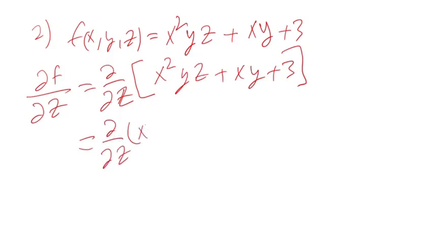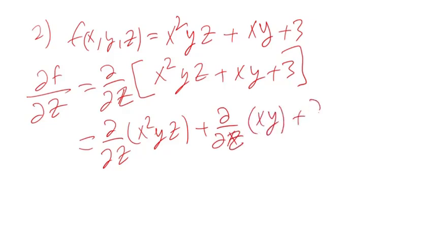So x squared yz plus del z x y plus the derivative of 3. This term here has z, so it depends on z. So x squared y is constant in this case, so I'm just going to write it.